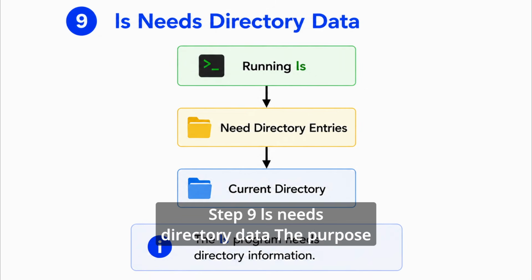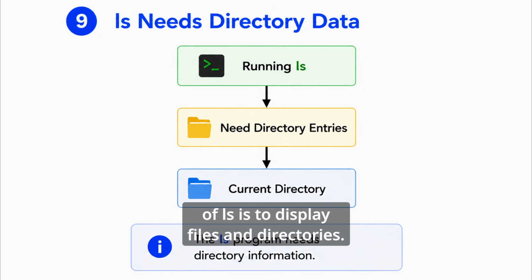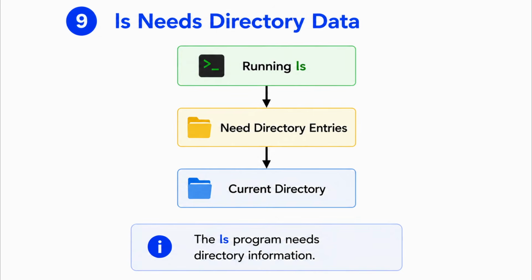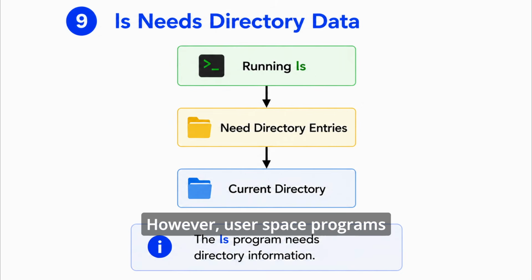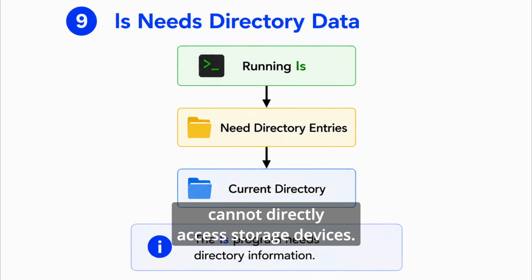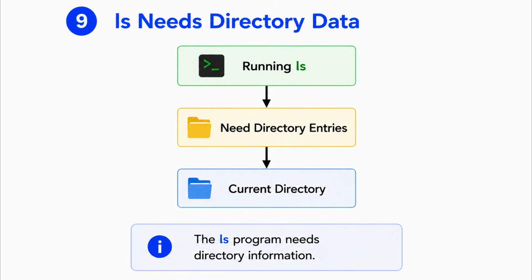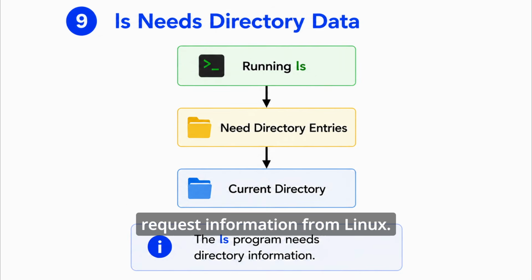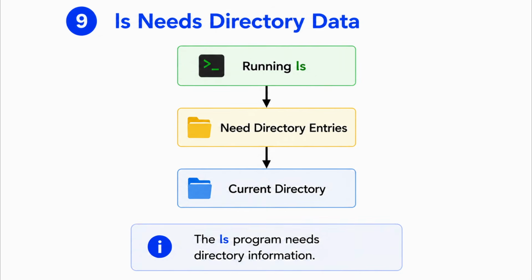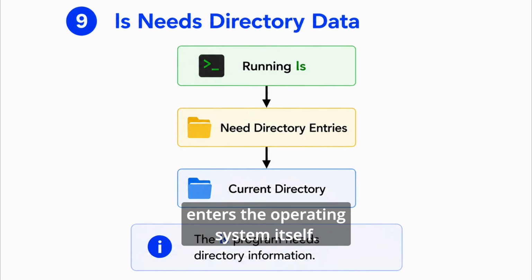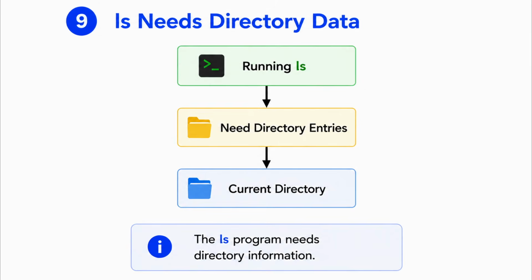Step 9. ls needs directory data. The purpose of ls is to display files and directories. To do that, it needs directory entries. However, user space programs cannot directly access storage devices. Only the kernel can do that. The ls process prepares to request information from Linux. This is where the journey enters the operating system itself.